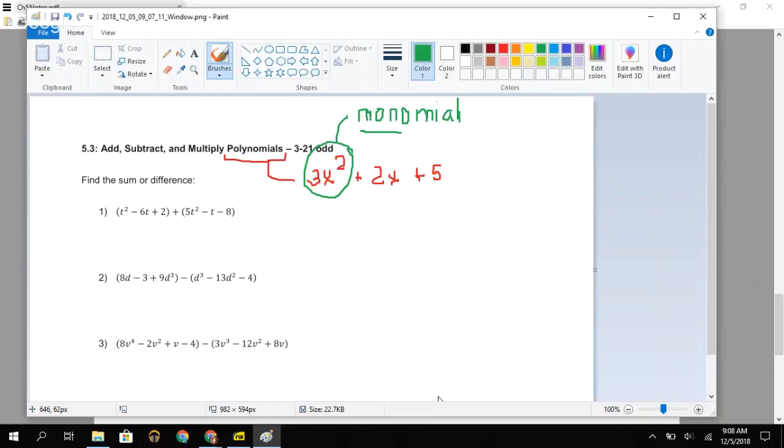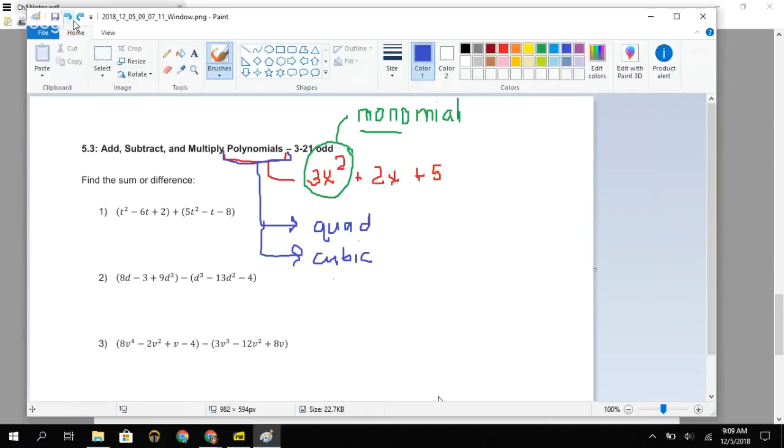Polynomial is the general word. Under polynomials, quadratics are one type of polynomial. We also have cubic equations, quartic, and so on. So quadratic equations and cubic equations are subsets of polynomials. What we're going to do is review how we can add, subtract, and multiply polynomials together. This is a review section, which is always nice.